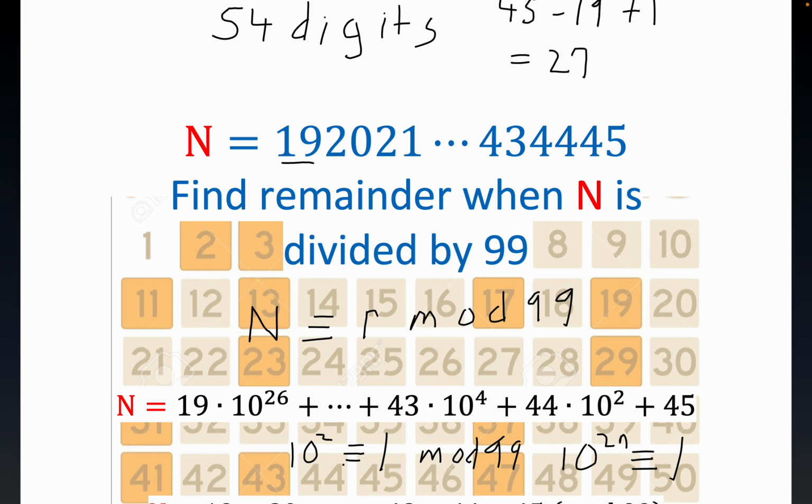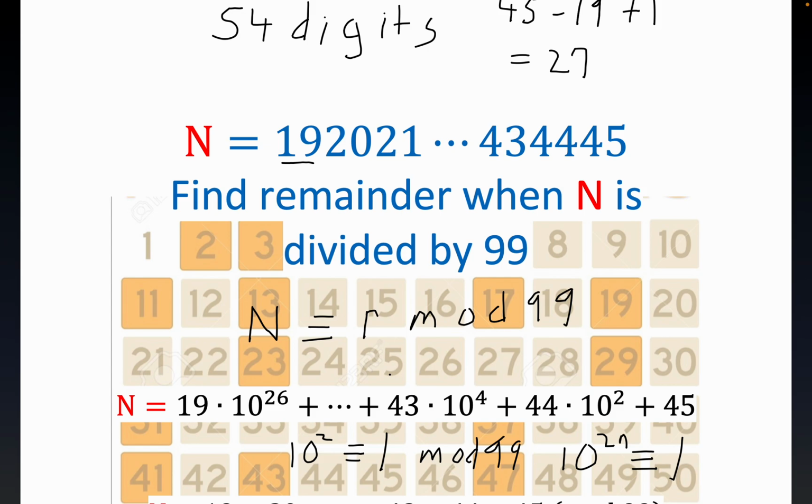Right, folks? You can literally square both sides. If you square this side, you would get 10 to the 4 is congruent to 1 squared, which is 1. If you cube this side, you would get 10 to the 6 is congruent to 1 cubed, and so on. So in general, 10 to the 2n is congruent to 1 modulo 99.